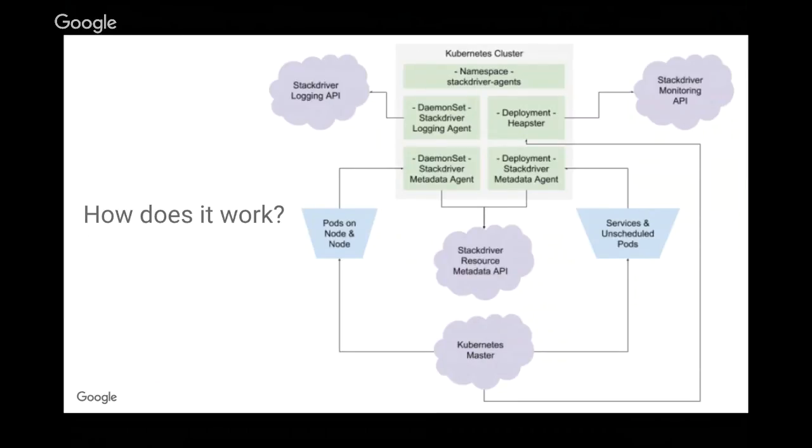If we go back to our architecture diagram, based on what you just saw, we've got our metadata agent, with our deployment and our daemon set, getting information about pods running on nodes, and things looking at services and communicating back to the Stackdriver resource metadata API. Then we have the Stackdriver logging agent talking to the logging API, and the monitoring agent, or Heapster, talking to the monitoring API. They're collecting different pieces of information, talking to different Stackdriver APIs, and then the UI pulls it all together.